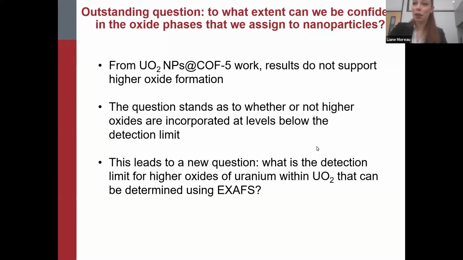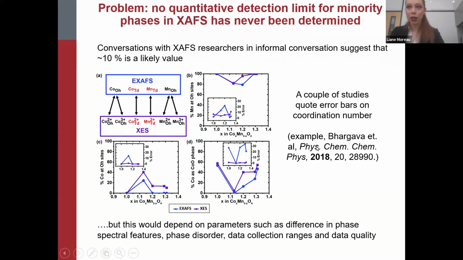And so this led me to think about, well, how are we approaching this right now within the XAFS community? So conversations with Corwin and other XAFS researchers about what can we expect for how well we can figure out if there are higher oxide phases or some secondary oxide phase within one majority phase. And generally, there was a number thrown around of about 10% as the likely value.